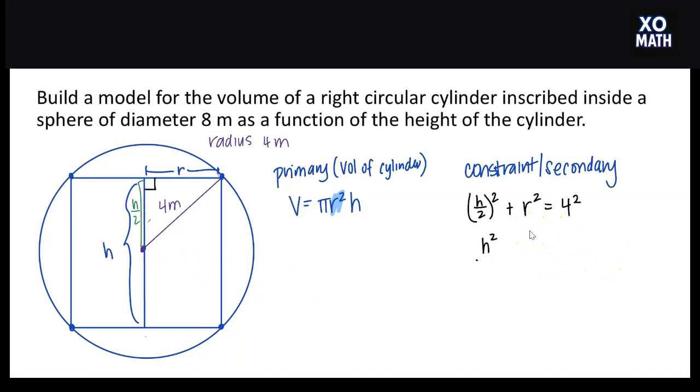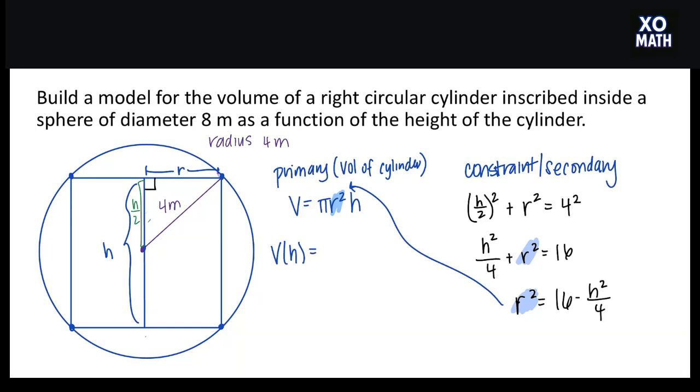Let's simplify it a little. h squared over 4 plus r squared equals 16. And remember, I wanted to eliminate r, or r squared, so I'm going to solve over here for r squared. I'm going to go ahead and get this r squared by itself by subtracting h squared over 4. So r squared equals 16 minus h squared over 4. And now I can take that and substitute that into the primary equation. So this is going to come over here and get substituted in. So that volume is about to be a function of just h.